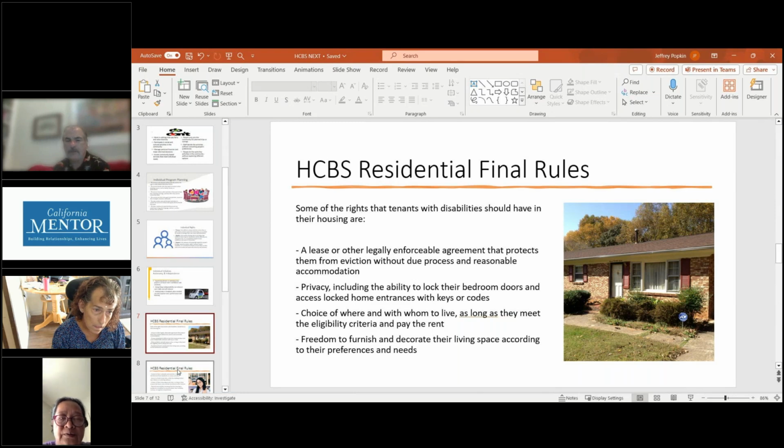Privacy includes the ability to lock their bedroom doors and access a lockable home entrance with keys or codes. So clients should be able to get access to their room and access to the house. They also have a choice of where and with whom they live, as long as they meet the eligibility criteria and pay the rent.